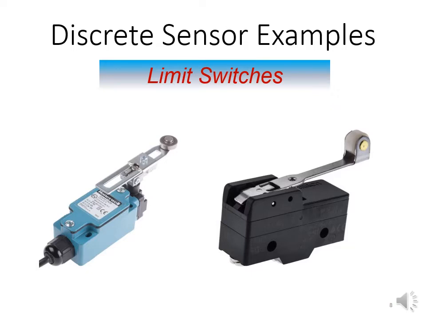That contact can be made to be part of an electrical circuit, and therefore it can be used to make or break the circuit. Making or breaking of the circuit can be used to detect the absence or presence of an object that we desire to detect.